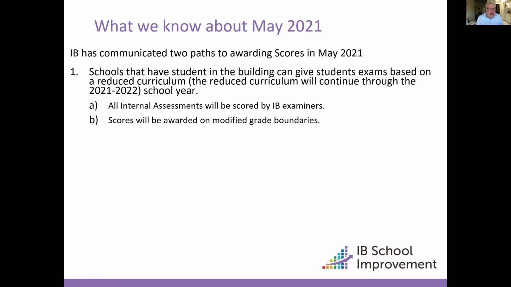Scores will be awarded based on modified grade boundaries, meaning that not only is the curriculum reduction in place, but the grade boundaries will be somewhat more lenient. For subjects like math, where the curriculum reduction really did not have a huge effect, we expect them to have a greater impact on the modified grade boundaries. So there'll be somewhat of a reduction in how those grades will be applied, and we'll wait till July to see what that reduction was.